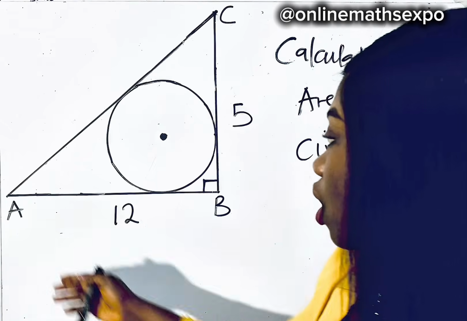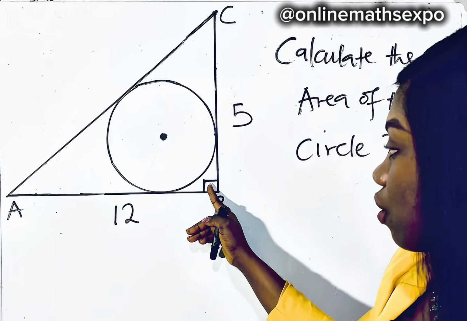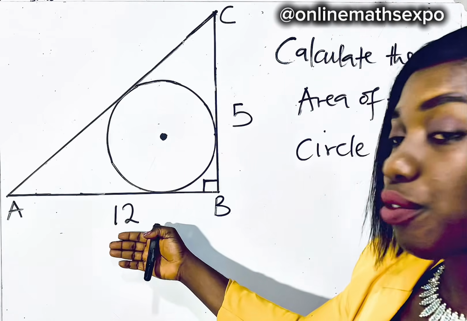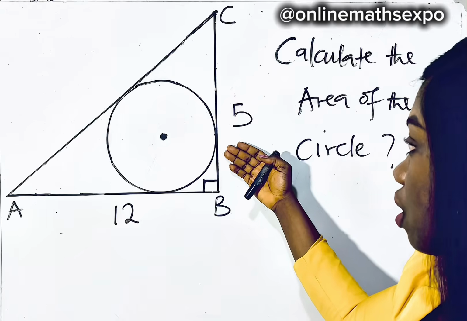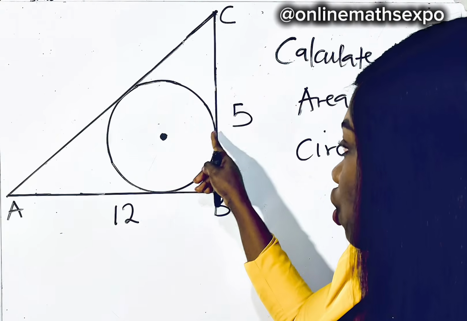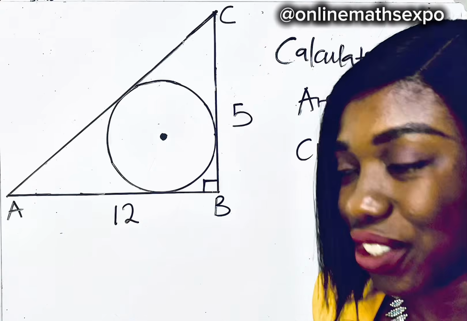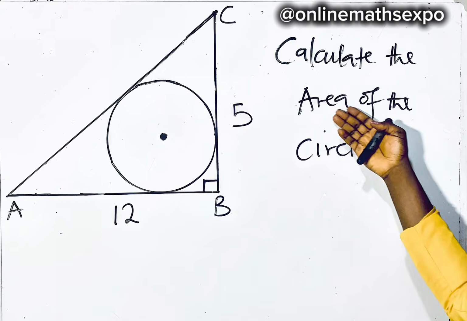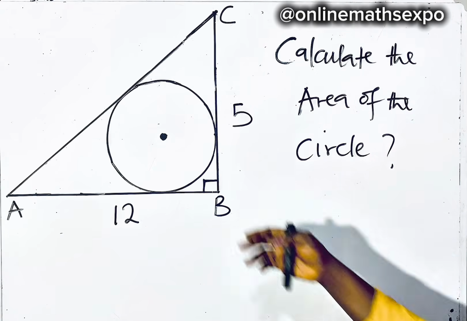We are given a right triangle ABC. Its right angle is at B. Length AB is 12 units, BC is 5 units, and inscribed is a circle such that it's touching these three sides of the right triangle. And we are asked to calculate the area of this circle.